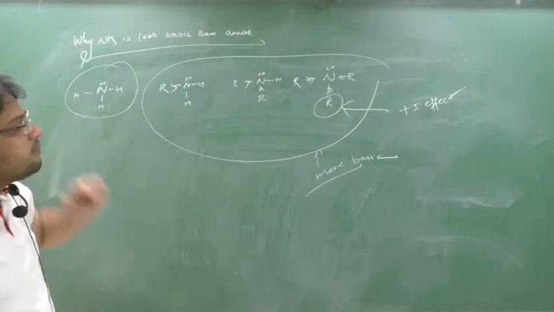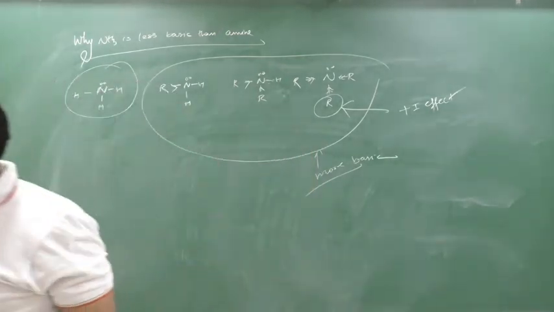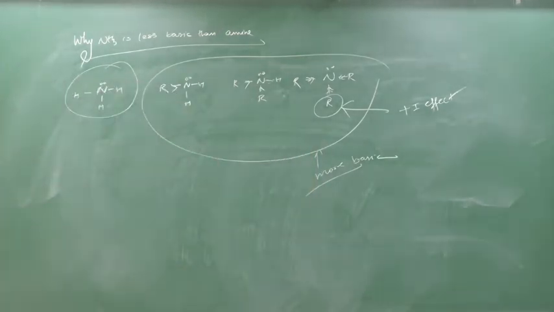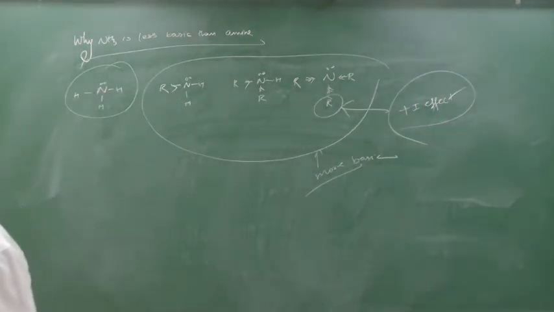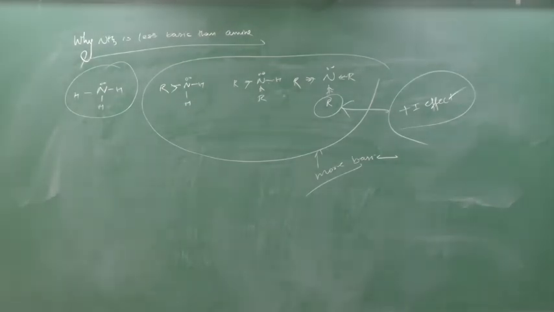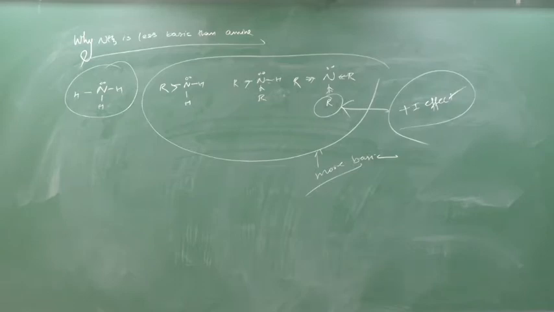Hence the amines are more basic than ammonia. Right? Because amines have an alkyl group R, which shows a plus I effect. Hence they are more basic than ammonia.